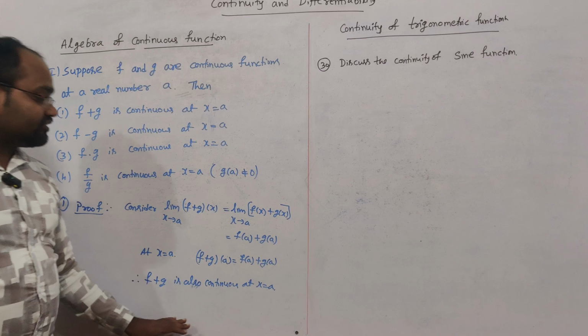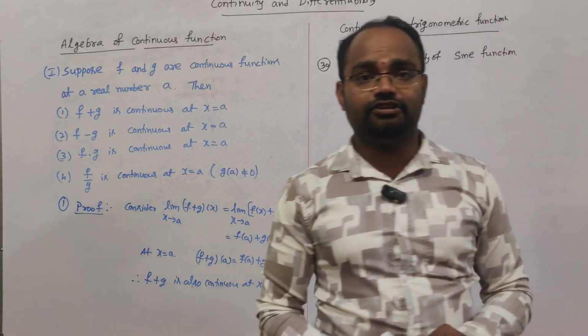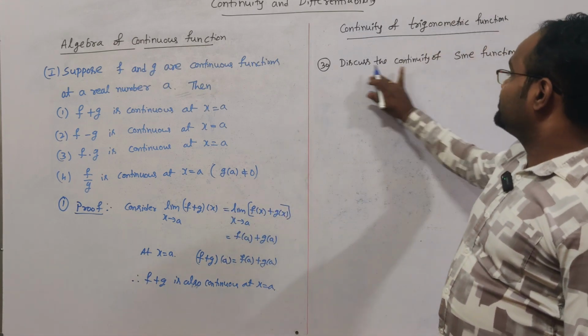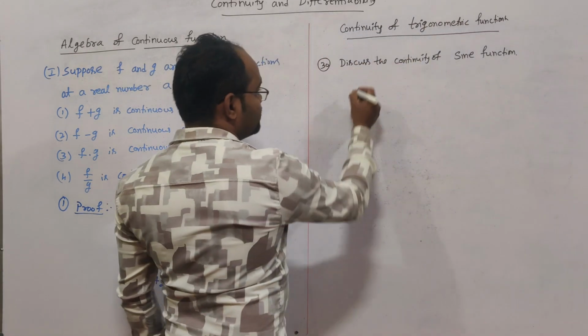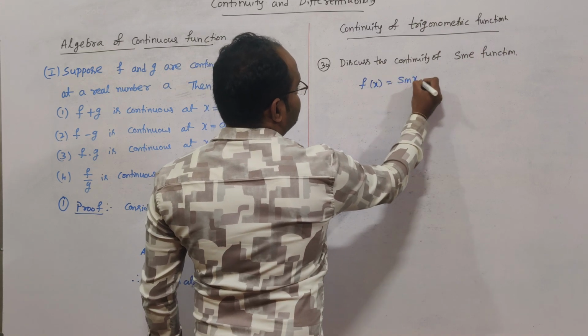Right. Next, let us see how to check the continuity of trigonometric functions. How to check the continuity of trigonometric functions. Discuss the continuity of the sine function. First let us take the sine function. So that is f of x is equal to sine x. This is the function.